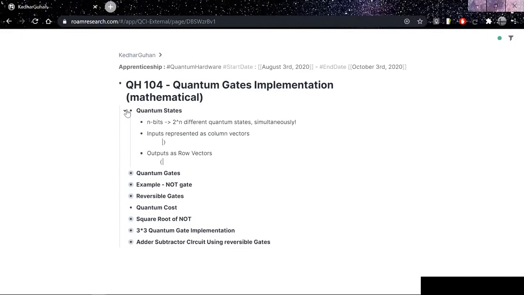To model that mathematically, in a circuit we have inputs and outputs, right? Just like in classical, we move from left to right: the inputs, then some transformations or gates, and then at the right side we have the outputs. Mathematically, we represent the inputs as column vectors and the outputs as row vectors.